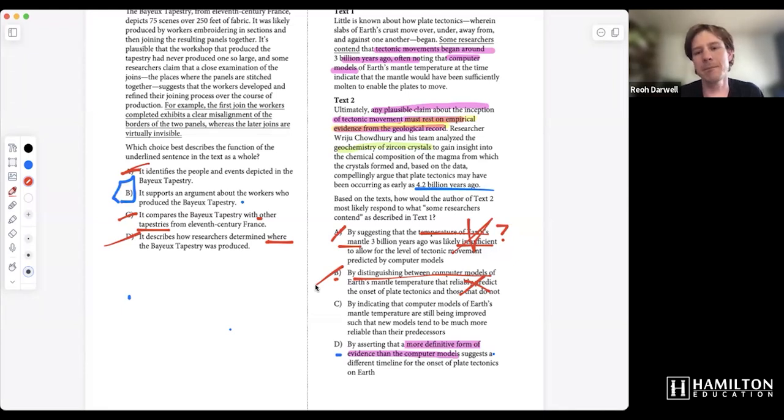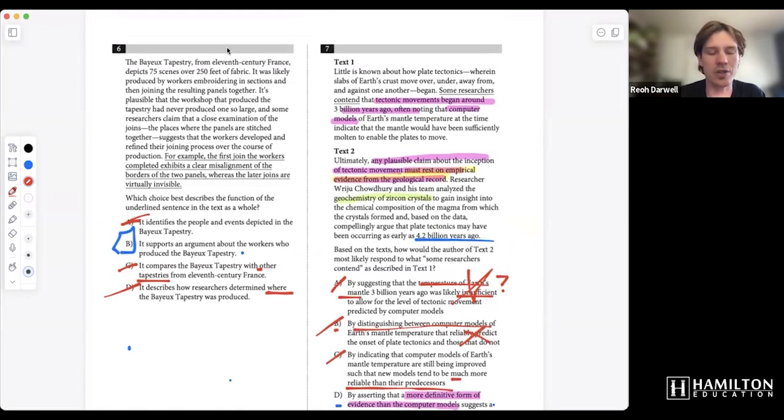Finally, we have the final part of C, which is wrong, saying much more reliable than their predecessors. The author of text 2 doesn't talk about computer modeling whatsoever, other than to, in the abstract, say the only thing that can give us a real claim is the geological record, not modeling, only geological record. So that's how we arrive at D for this cross-text connection question 7.